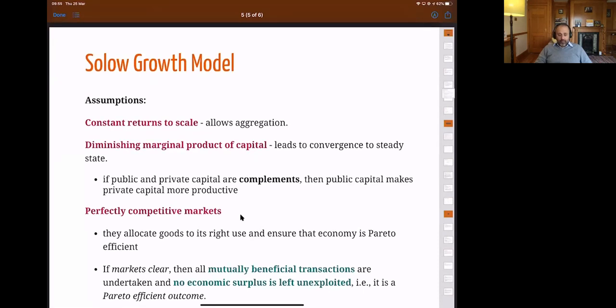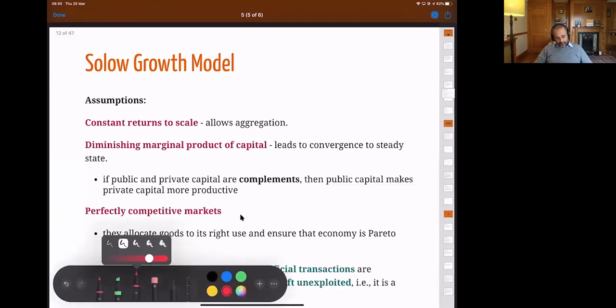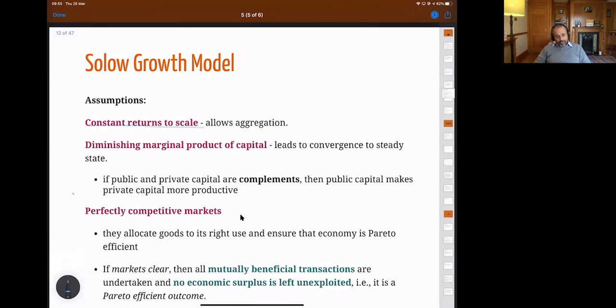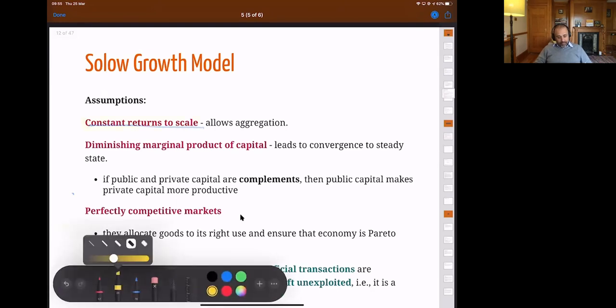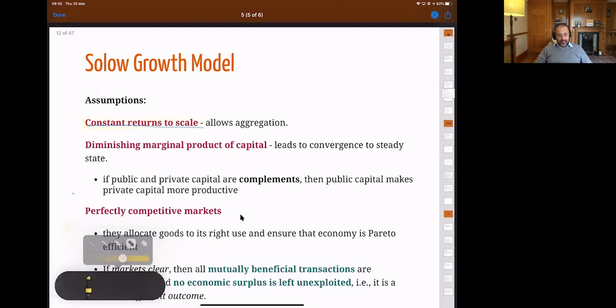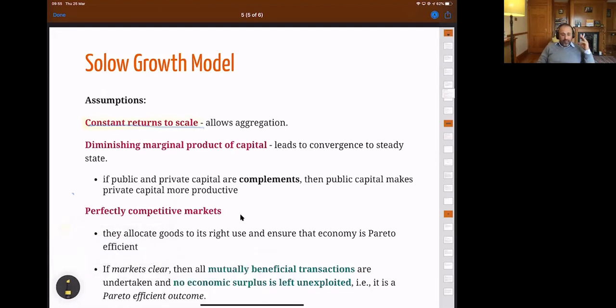Okay, so in the Solow growth model, what are the critical assumptions? The critical assumptions are constant returns to scale. Why did we have constant returns to scale? Well, we had constant returns to scale because it was important for aggregation, right? What constant returns to scale did was allow us to aggregate. So we could understand a particular firm, and we could extrapolate what is happening at the firm to the level of the economy. So, if you don't have exactly constant returns to scale, it's not the end of the world.